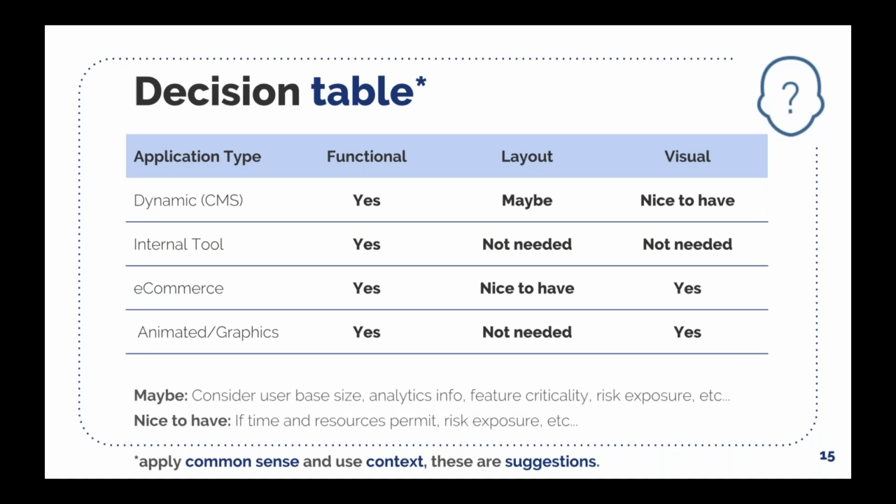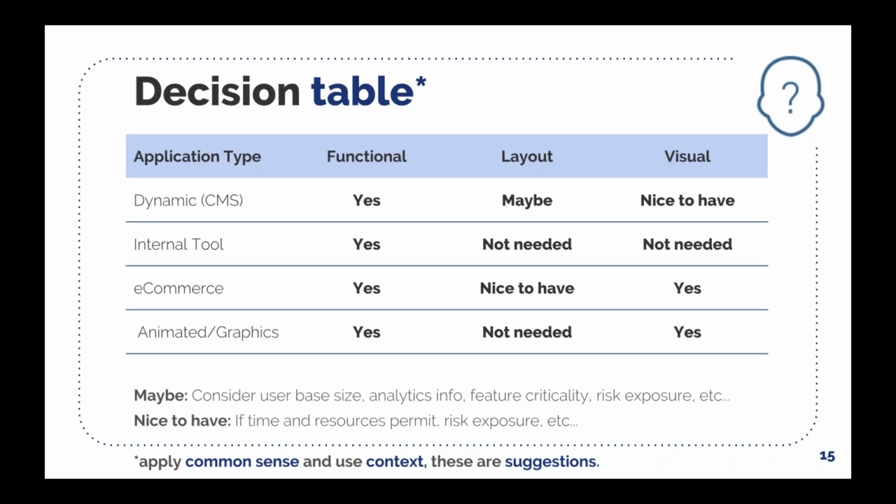So when we say maybe and nice to have in these cases, this means that, for example, you should do layout testing in a dynamic or web forms application style, maybe because you should first consider what your user base size is. If you're serving thousands or hundreds of thousands of users, the more safety nets you have, the better. So when you add a layout test for your application, then you will be safer. But if your user base is smaller, then maybe you don't need to put that much effort.